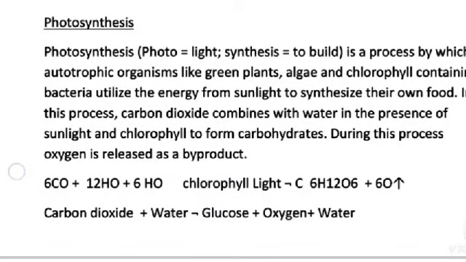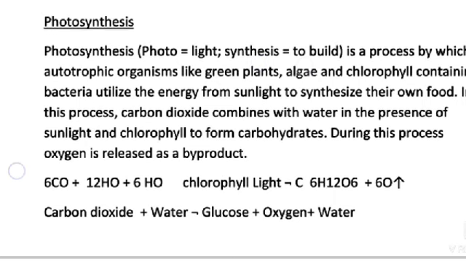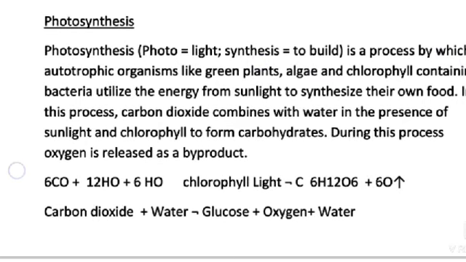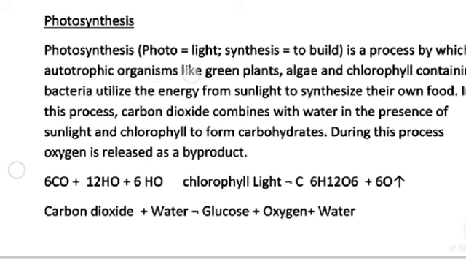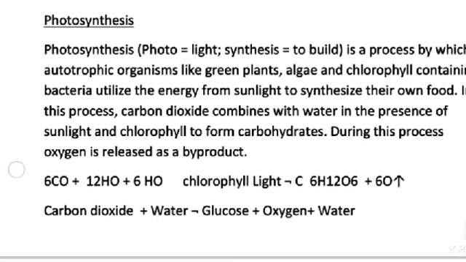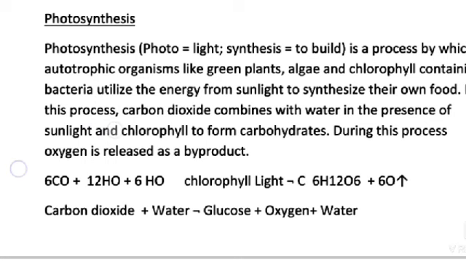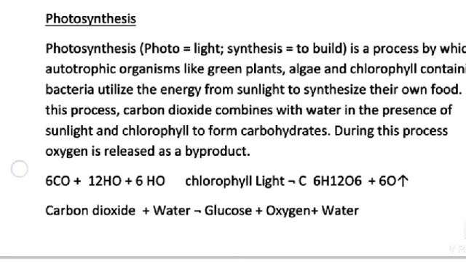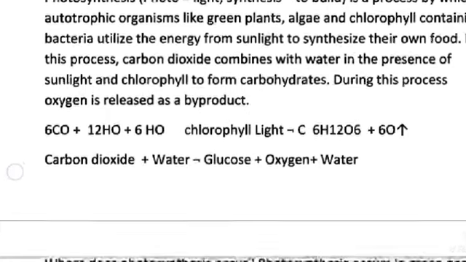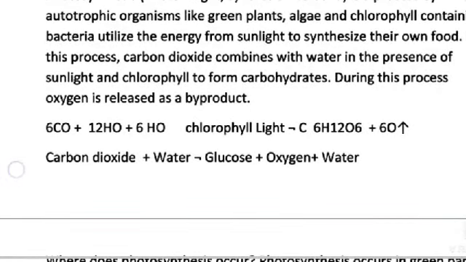Photosynthesis. Photo means light, synthesis means to build. It is a process by which autotrophic organisms like green plants, algae, and chlorophyll-containing bacteria utilize the energy from sunlight to synthesize their own food. In this process, carbon dioxide combines with water in the presence of sunlight and chlorophyll to form carbohydrate. During this process, oxygen is released as a byproduct.